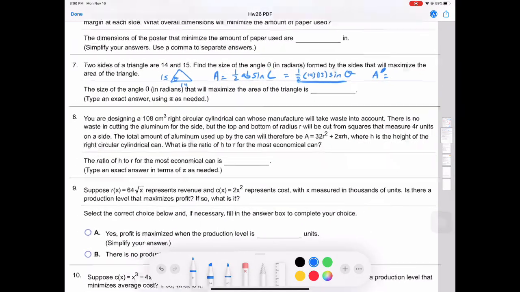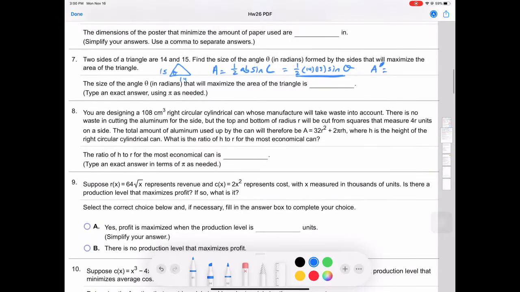What are the dimensions of a right circular cylindrical can whose manufacturer will take waste into account? There is no waste in cutting the aluminum for the sides, but the top and bottom of radius r will be cut from squares with sides of 4r units. So the squares that we're going to cut for the caps are 4r units on each side. So 4r and 4r, because the radius would be r. So 4r units on each side.